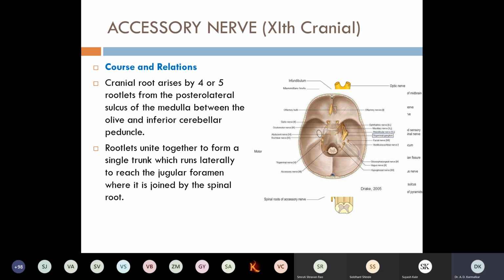As we know, the spinal root is forming in the cervical region. It has to ascend up, enter the cranial cavity, and again come out. If you see in this diagram, the cranial root is going laterally and is joined by the spinal root. You can see the accessory root entering the jugular foramen along with the glossopharyngeal nerve and the vagus nerve.